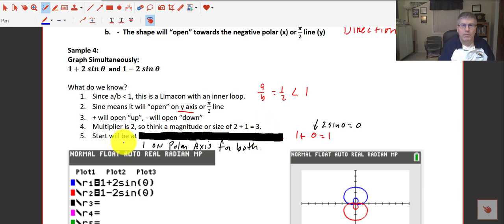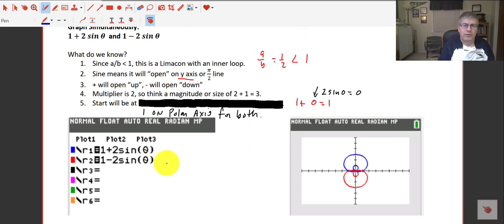And our start for both of these is going to be at 1 on the polar axis, because the sine of 0 is 0, and then 0 plus 1 gives us 1. So we're going to start at 1 on the polar axis for both of these. And you can see from our diagram here, I entered this into my calculator, and we should get the positive sine. 1 plus 2 sine of theta is going to be the blue one. It's going to open up in the positive direction, and 1 minus 2 sine of theta is going to open down in the negative direction.